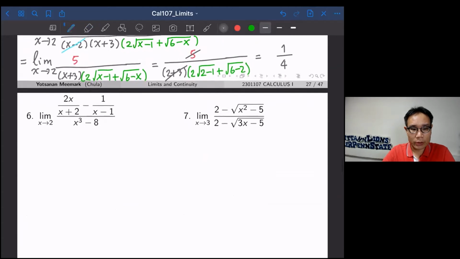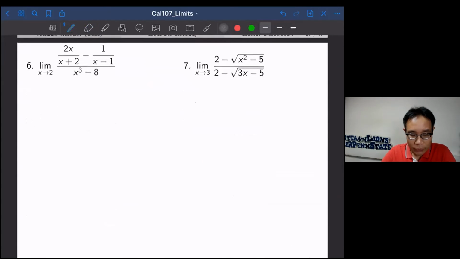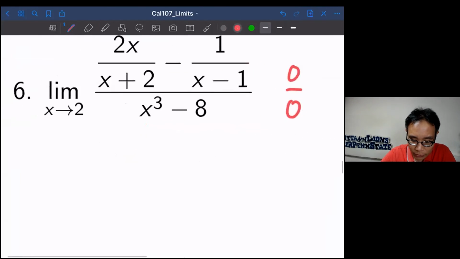Let's continue with number 6 and number 7. For number 6, you get the limit as x goes to 2 of 2x over x plus 2 minus 1 over x minus 1, over x cubed minus 8. When x goes to 2 and you plug in, you would get 0 over 0 for sure. How would we do this one?